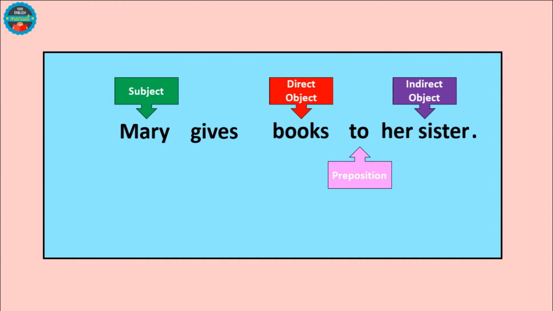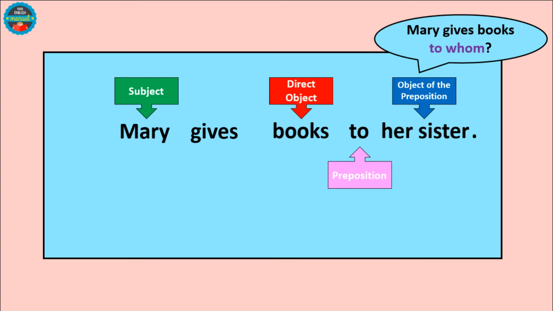But what we want to say is that now her sister is no longer grammatically considered an indirect object. It is now considered just the object of the preposition to. But that is just a name, because it works the same way as the indirect object, so much so that we can ask the same questions to find out what it is. Mary gives books to whom? Answer, her sister.